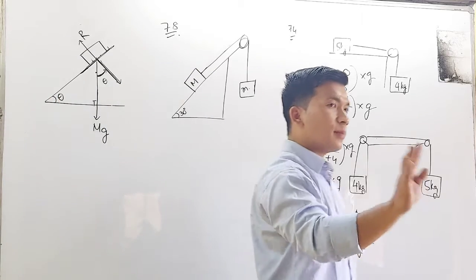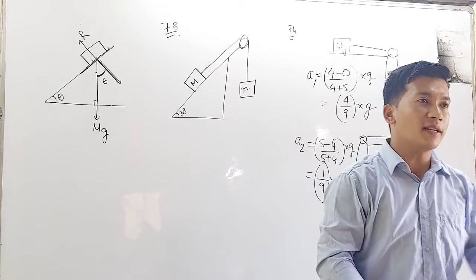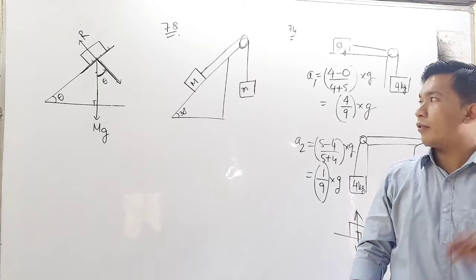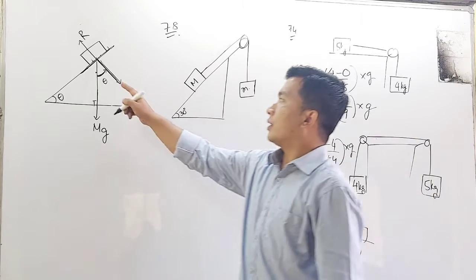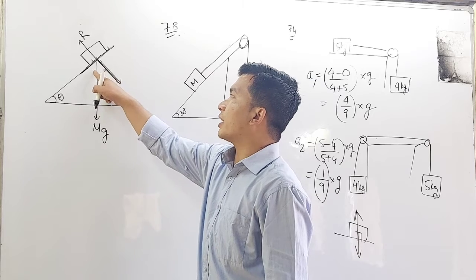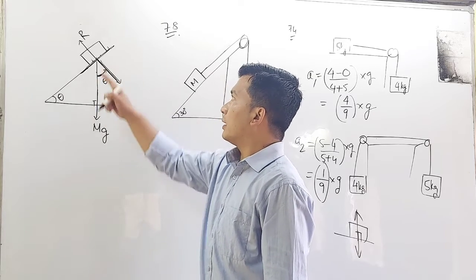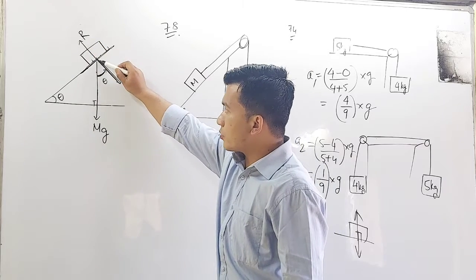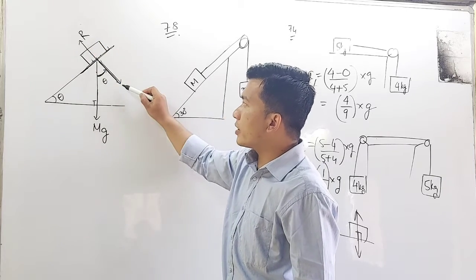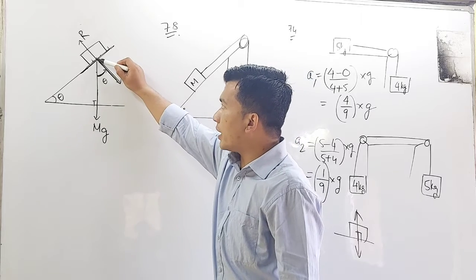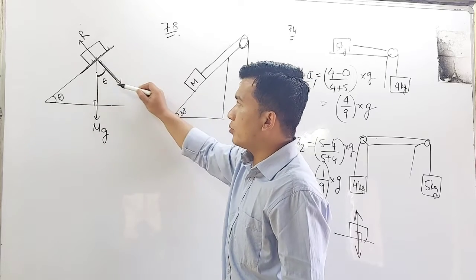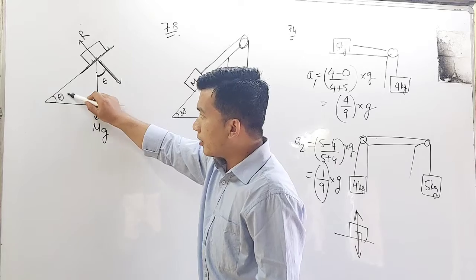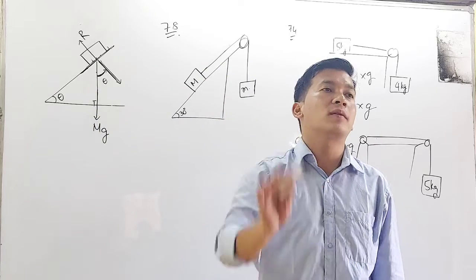Do you understand the concept or not? If you cannot evaluate the angle between, say, the weight and the normal direction, always remember that if you extend the normal direction, it extends to zero, and this is the weight. The angle made by the weight and the normal direction will always be equal to the angle of inclination. That is the simple logic.